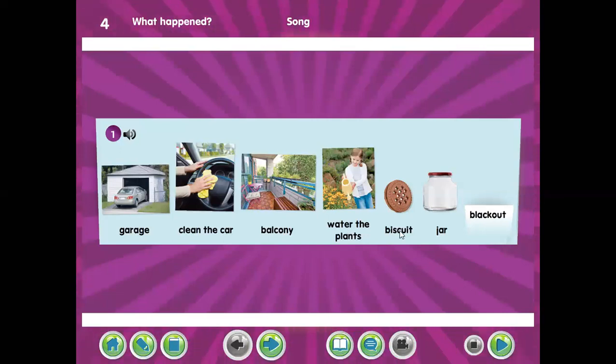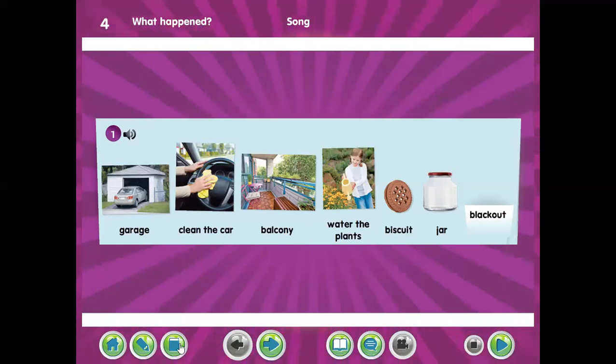Biscuit, teacher, what is biscuit? Biscuit is cookies, okay? Biscuit, but this is in British English. In American English, it's cookies. But it's the same. Biscuit, cookies, the same, okay? In Spanish, you know, no? A delicious biscuit. A chocolate biscuit, okay? Jar. Jar, you know, is this container. The container, okay, jar. And blackout, you know what is blackout, yes?